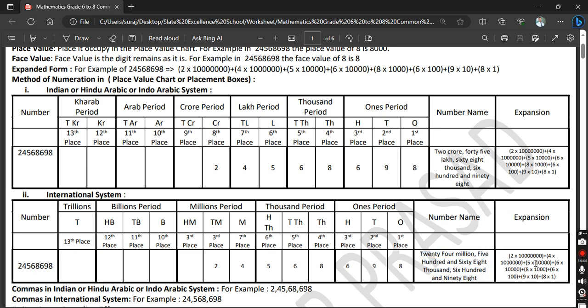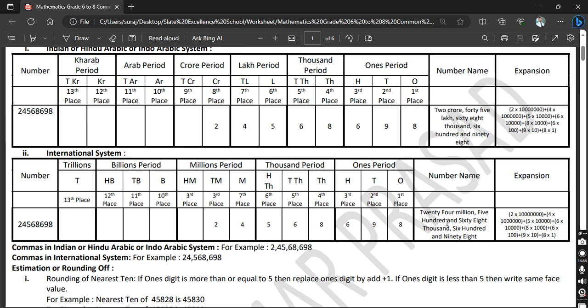Similarly, suppose I need to write in expanded form. Expansion or expanded form, both are the same, but in expanded form nothing is going to change. Either it is Indian or it is international, both remain the same. Now let us move to the next topic.